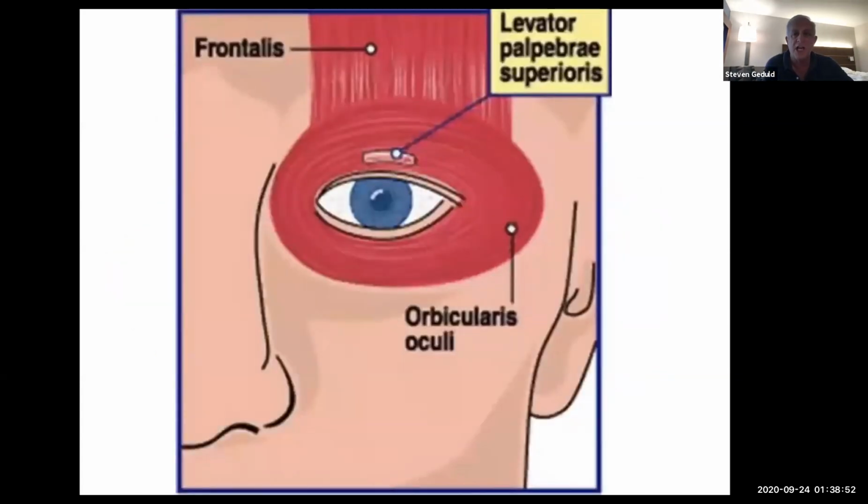And again, this is the attachment point of the levator palpebrae superioris. And remember that when the muscle contracts, it only can pull, it only can shorten. So it only can pull in one direction. Because all a muscle can do is shorten. All it can do is contract. It pulls upon its long axis.